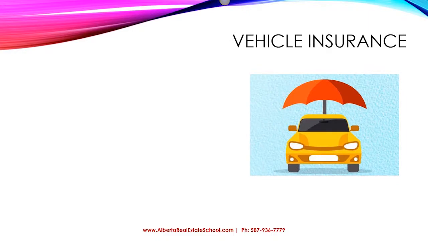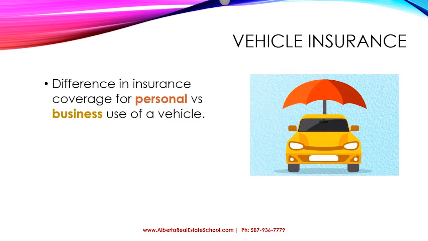Second type of insurance that we need is vehicle insurance. There's a difference in insurance coverage for personal use versus business use of a vehicle. In real estate, we use our cars for business. So if you're going to a client consultation, you are providing a comparative market analysis for somebody, you're going to look at a property or preview a property, or you are driving clients for the showings, all of these uses are considered business uses.